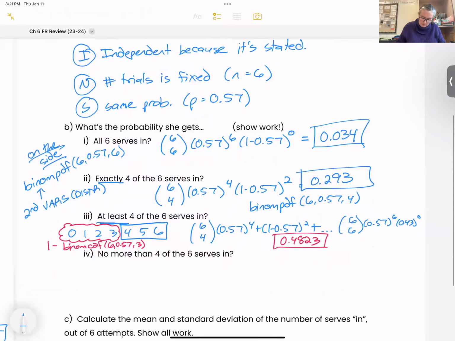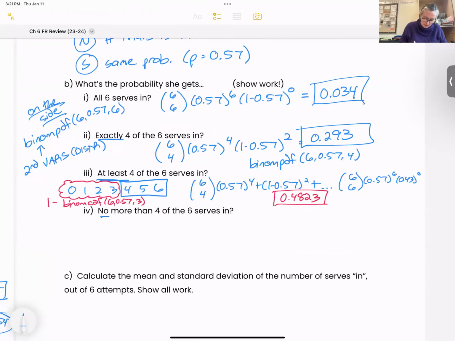Okay, so now I'm gonna do the last one, no more than 4 of the 6 serves in. Okay, so I'm gonna think again. These are all your possibilities. No more than 4. Well, that means 4 and everything below it. No more than 4 means not 5 and 6. Okay, so I'm gonna go for showing my work.